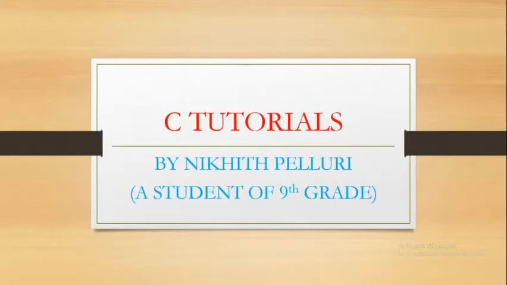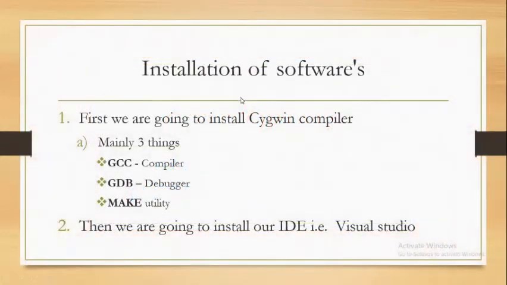Here we are with the second video of the series that is completely based on installation of softwares. So in this video we're gonna install the required softwares that will help us to write C programs, compile C programs, debug C programs, etc. We're gonna install mainly two softwares. One is the Cygwin compiler, and one more thing is Visual Studio Code.